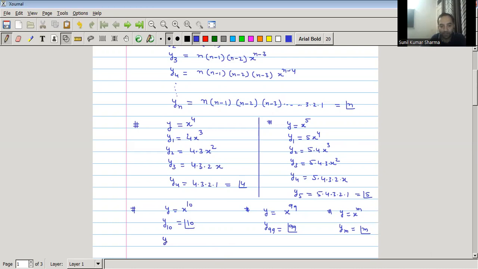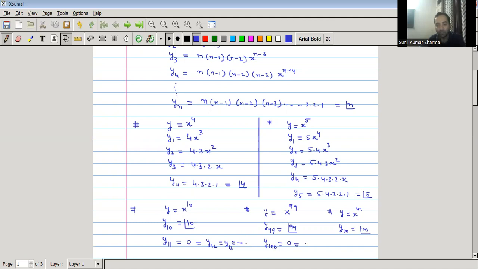So if we differentiate one more time, if I have to find the 11th derivative of this function, then we know that the derivative of a constant is 0, so y11 is 0. And all other derivatives, y12, the derivative of 0 is again 0, y13, again you get 0. So on, all other derivatives greater than or equal to 11 are 0. Right? Similarly, y99 is 99 factorial. So what is y100? If we differentiate one more time, that is 0.